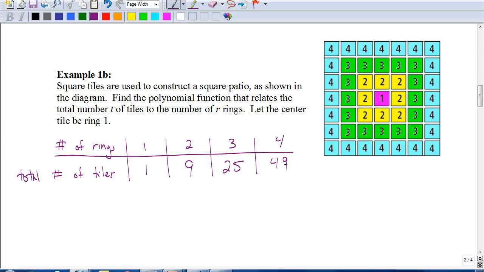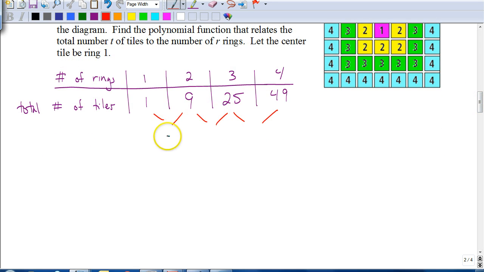So we want to see, is it possible to create a polynomial here? And if so, what would the degree end up being? Well, 9 minus 1 is 8, 25 minus 9 is 16, 49 minus 25 is 24.